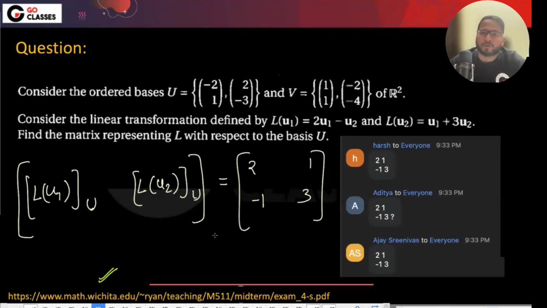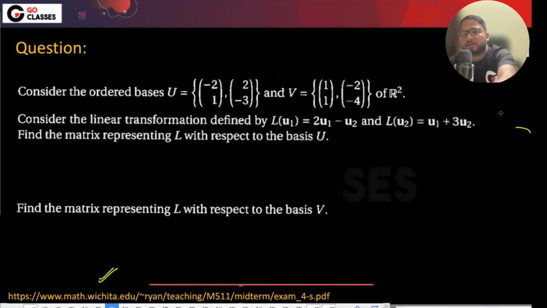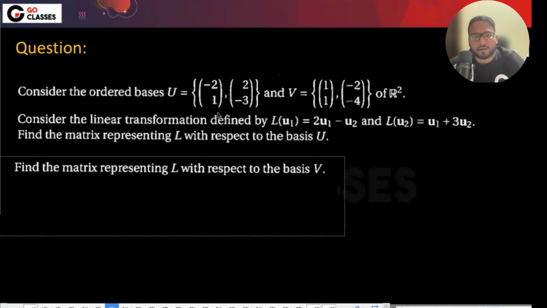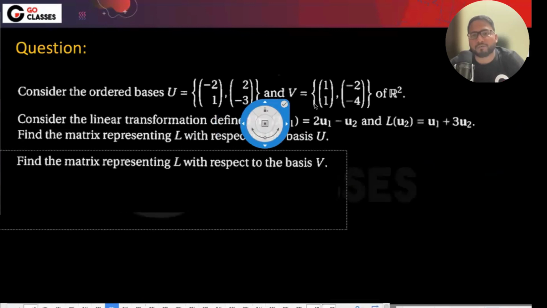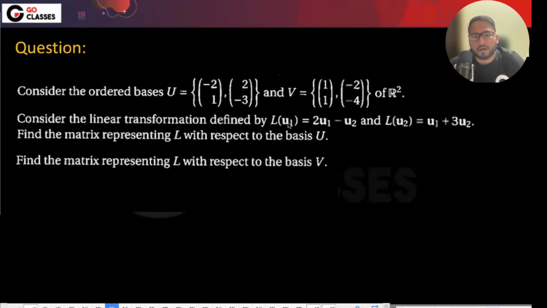Now let's just move to the next question. What they're asking, right? In the next question, they're asking something like this. They're saying, find the matrix which does the transformation with respect to the basis V, instead of finding it with respect to basis U, which we have just done.